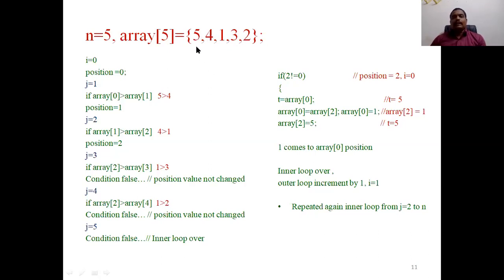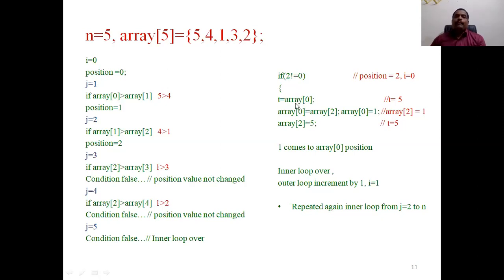Now we have to assign array of 0. For that, we are checking the conditions. Position not equal to 0. That is I value. We are comparing in the if statement. Position not equal to I value. So I equal to 0. Then position equal to 2. Okay. So now what happened? Once it is checked, it is not equal to 0. Then we have to swap the position.